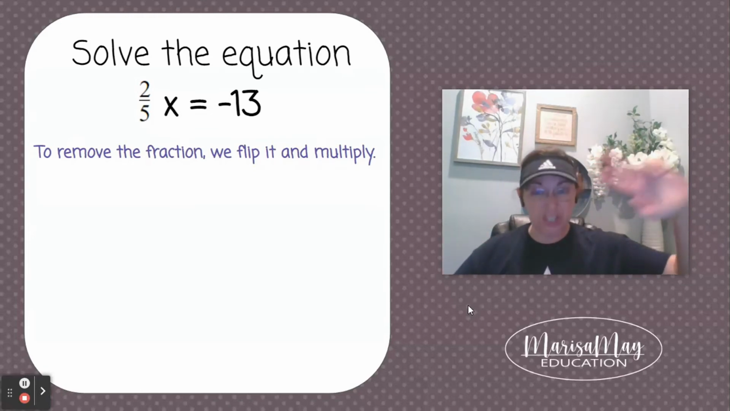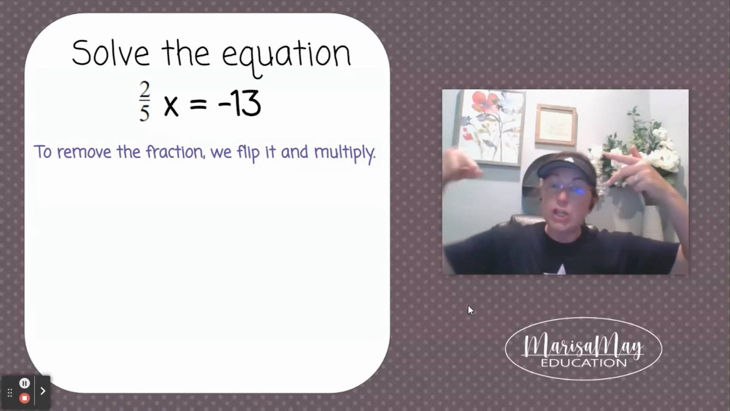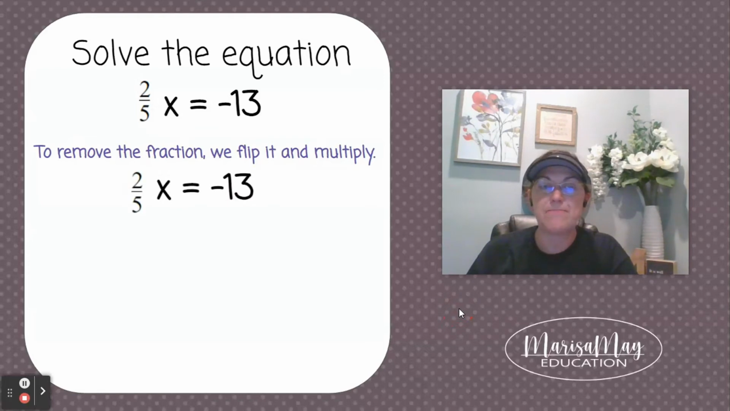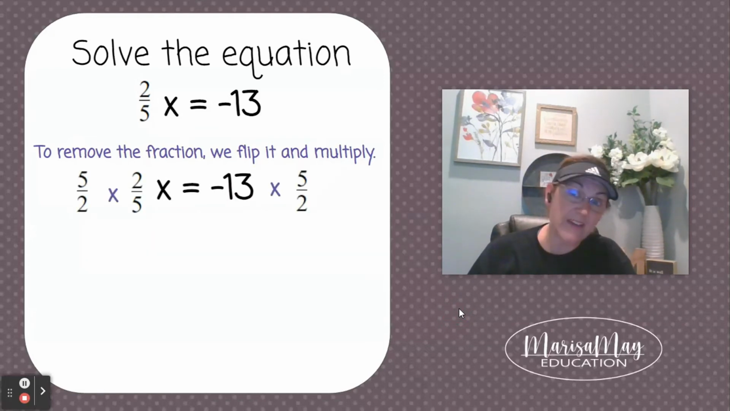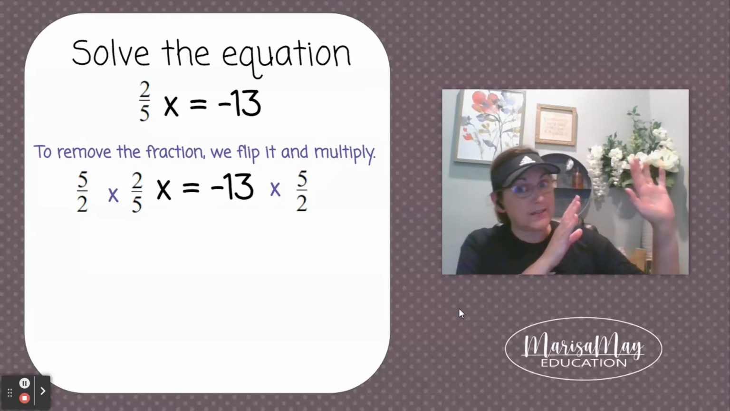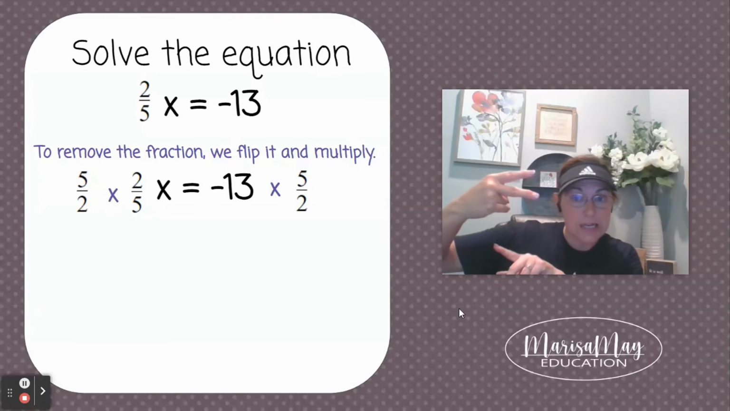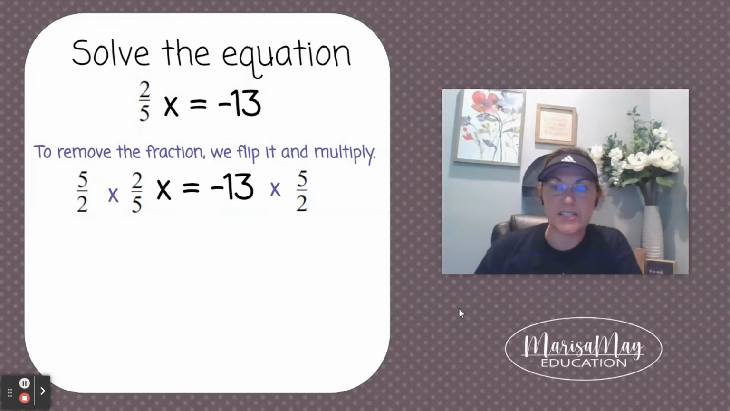So instead of 2/5, you're going to flip that. You're going to put the 5 on the top, the 2 on the bottom, and you're going to multiply both sides by that. So here's what it looks like. I'm going to multiply by 5/2. Notice that I did it to both sides of the equation, though. So let's recap. I flip it, and then I multiply on both sides of the equation.